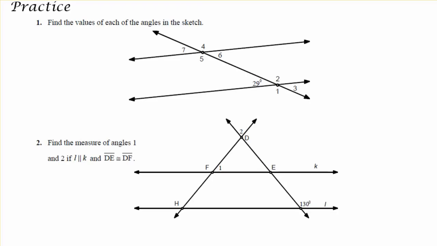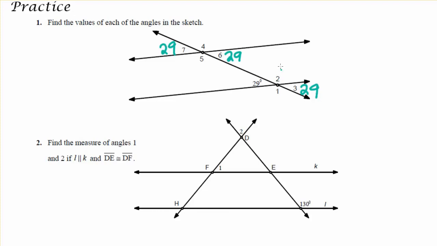Let's apply our practice. I want to find the values of each of these angles in the sketch. Now I do know that these two lines are indeed parallel, and I'm given that one of the angles is 29. So I have to find all the other angles. Well, alternate interior angles would tell me that 6 is 29. Vertical angle theorem would tell me that 7 is also 29. And because 6 and 3 are corresponding, 3 is also 29.